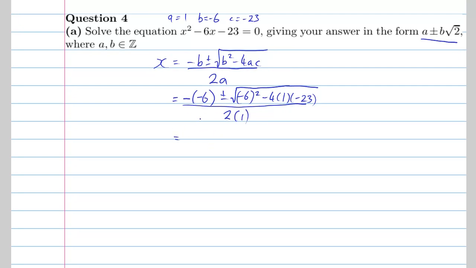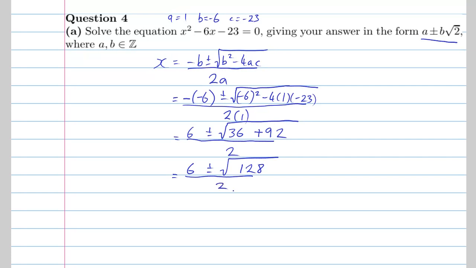So we just do a bit of simplification where we can. The minus times minus 6 is going to be a plus 6. Plus or minus 6 squared is going to be 36. We have a minus 4 times a 1 times a minus 23, which is going to be a plus 92. All that gets divided by 2. So we just simplify this a bit further, keeping a few things as they are. 36 plus 92 is 128, and we're dividing by 2 again.